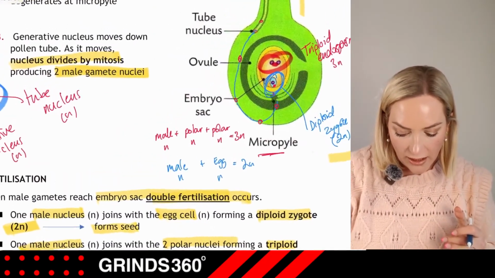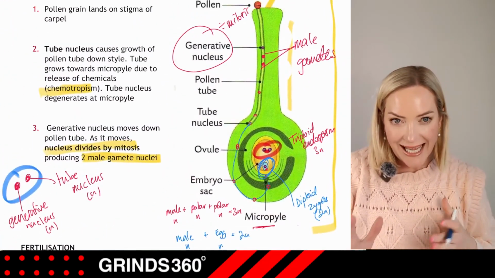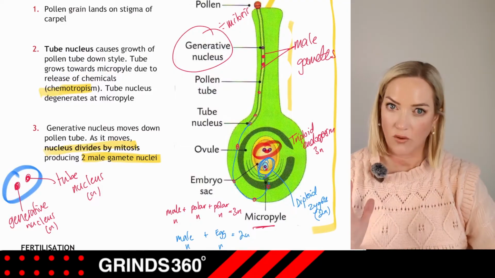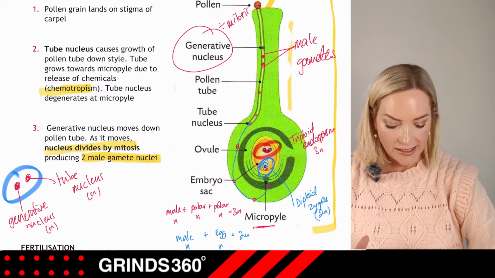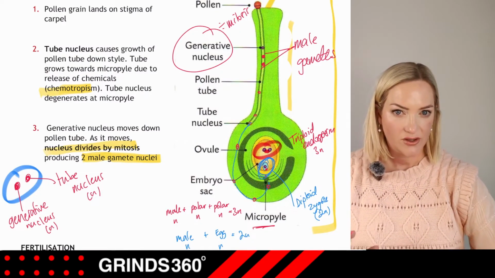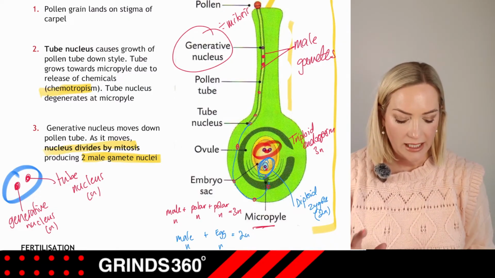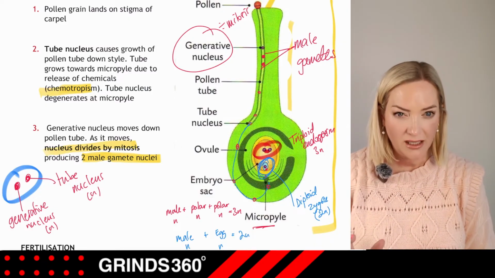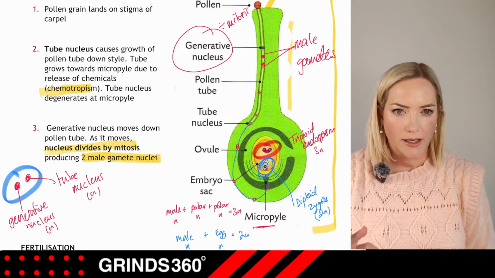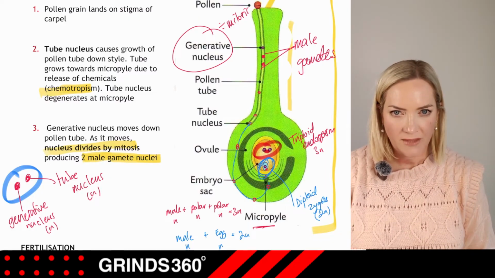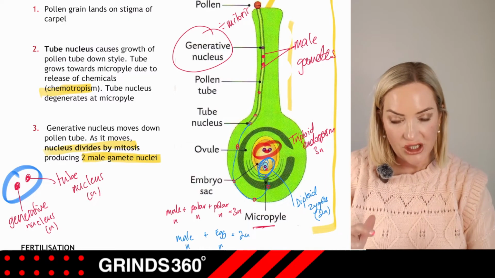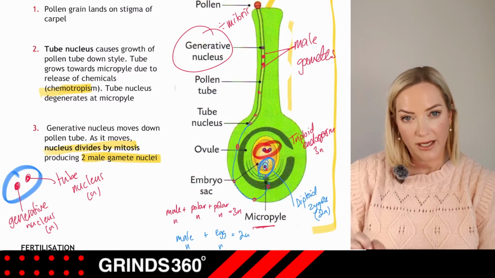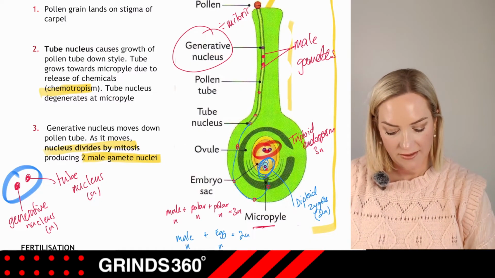They may ask you the role of the tube nucleus: forming a tube from the stigma down the side to the entrance of the ovule, to the micropyle. Now, even then, I don't think I've seen them want the micropyle on a scheme. What is important is your generative nucleus divides by mitosis to produce your two male gametes.